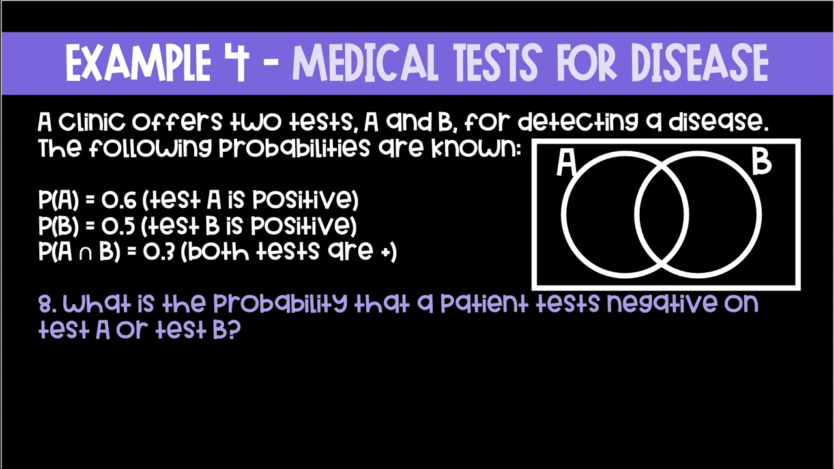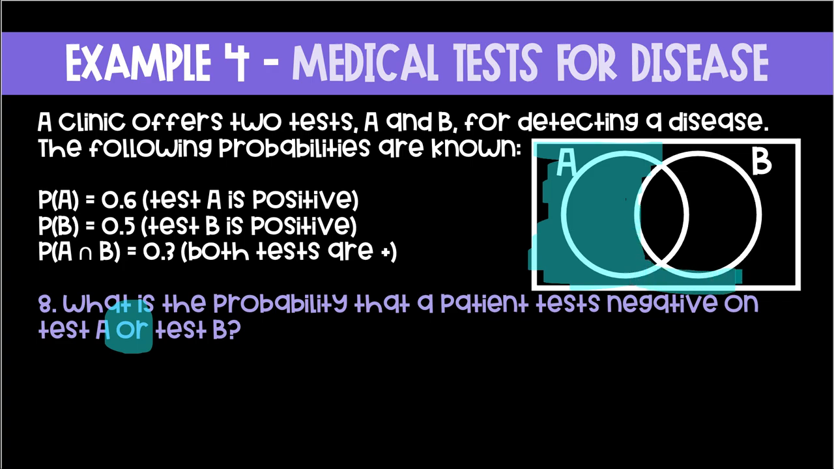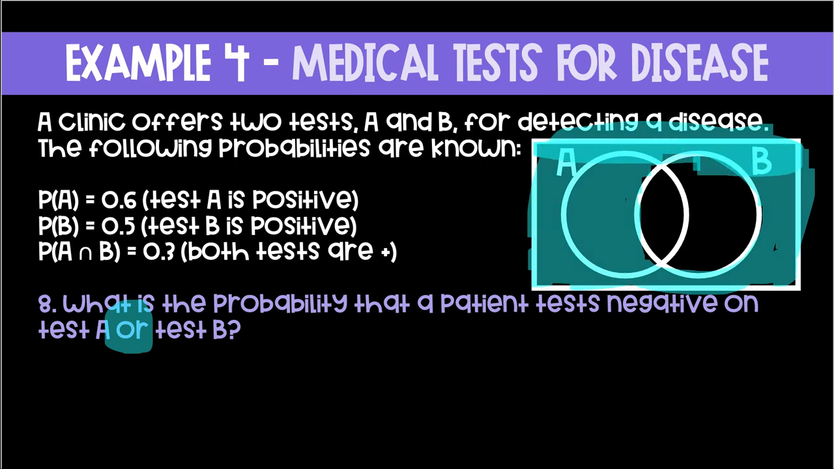What's the probability that a patient tests negative on test A or test B? Let's find out. Testing negative on test A or test B. Remember, that means either negative on test A or negative on test B or negative on both test A and test B. Negative on test B is all of these outside of B. Negative on test A is all of these outside of A.